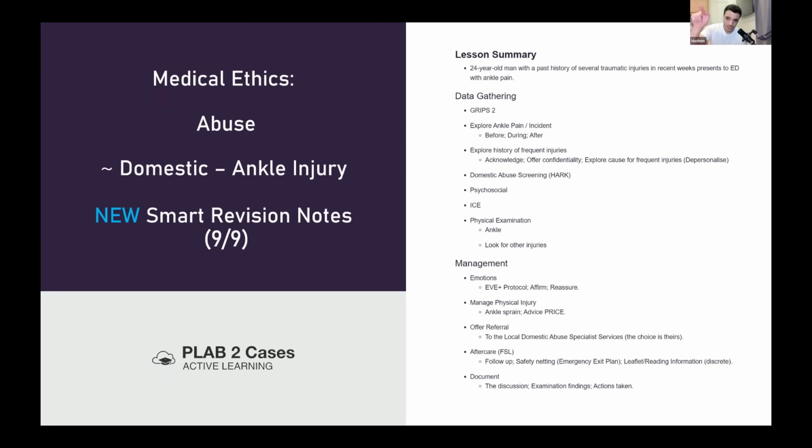That's the second E, right? If you finish on there, it's good to be an optimistic doctor, isn't it? Who solves problems, who helps them. So finishing on a positive note with the EVE protocol is always good. And then you can transition: so here's what I propose we do. Blah, blah, blah. So manage the physical injury.